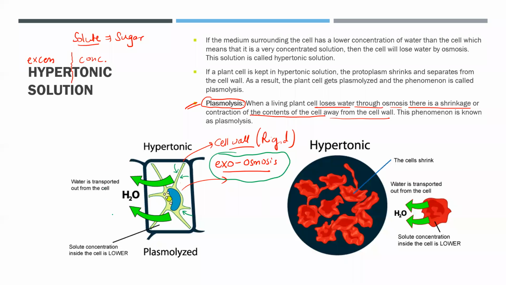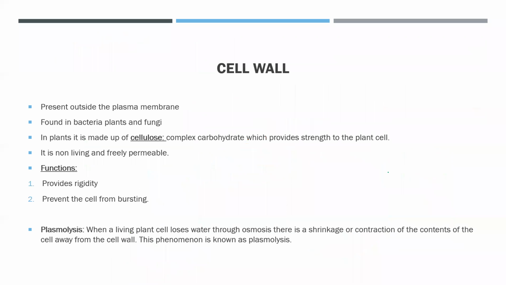Okay, it happens only in the case of plant cells. Plasmolysis happens only in the case of plant cells. In the case of animal cells, nothing happens, the cell just shrinks or reduces in size. Okay, the cell shrinks and that's all that happens. There is no plasmolysis in animal cells. Okay, beta? Now let's move on to the next part, that is the cell wall.